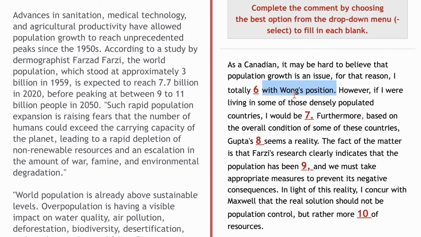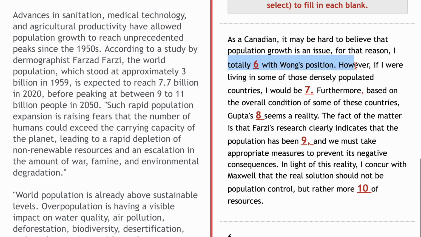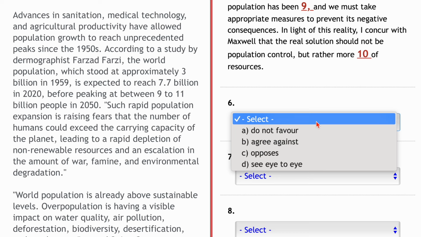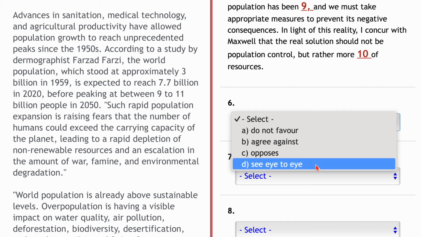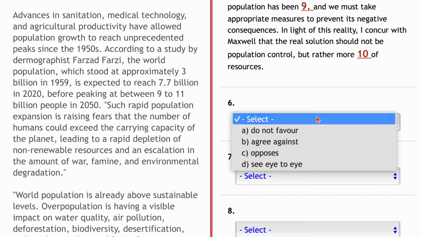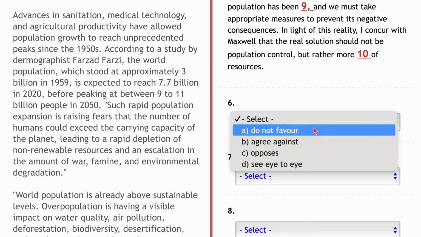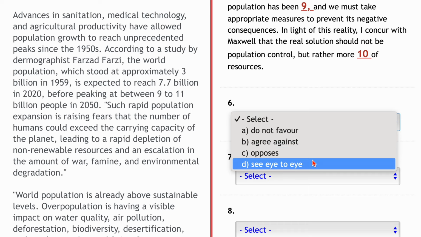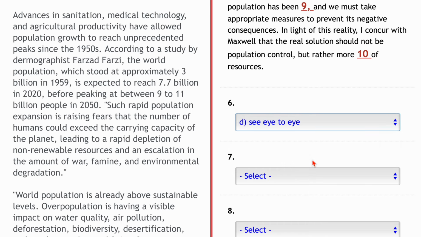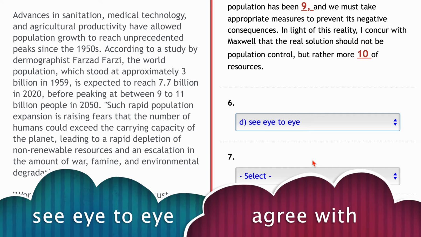So something related to Wong's position. I don't believe in population growth, right? For that reason, I totally [blank] with Wong's position. Totally do not favor, agree against, oppose, see eye to eye. So Wong said he didn't really believe in population growth, so do not favor or agree against or oppose. The answer is see eye to eye. See eye to eye means agree with.